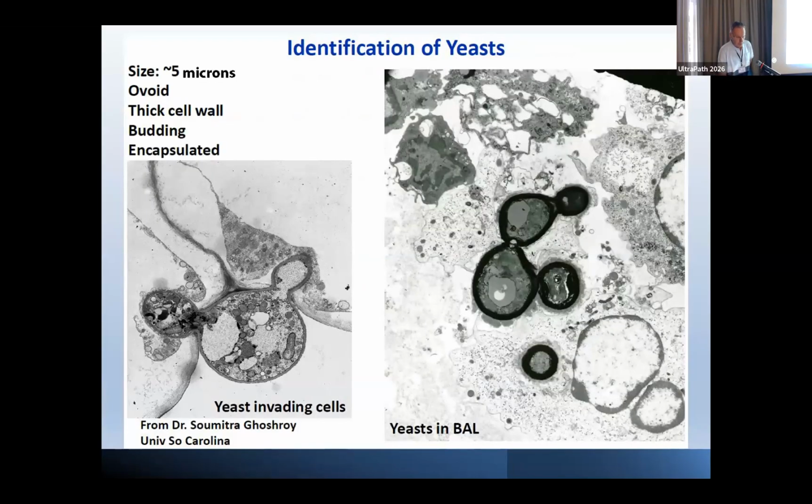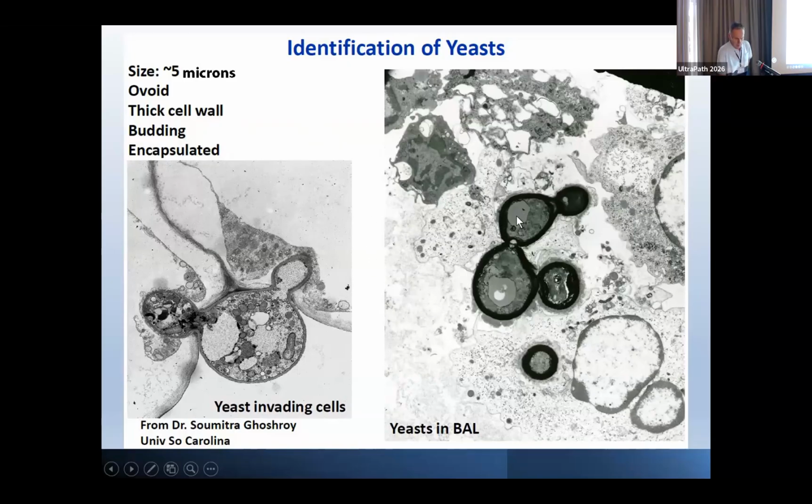And there were a couple of similar looking bugs in this page on yeasts, and her comments here were that the yeasts are about 5 microns. Well, that was spot on for what we were finding. They're ovoid in shape, which was what we were finding. They've got a thick cell wall. I didn't see any budding organisms, but I did see the capsule. So that seemed to fit fairly well for a yeast.